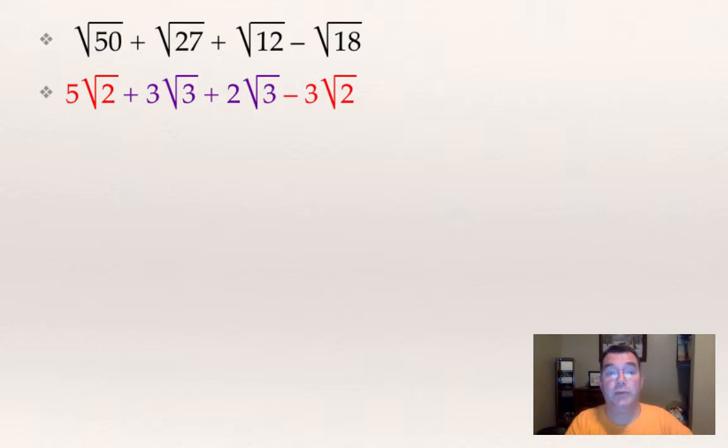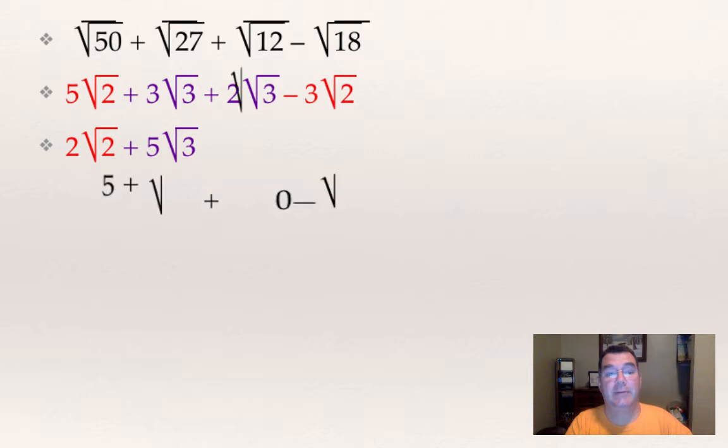I can simplify root 27 to be 3 root 3. Root 12 can become 2 root 3, and root 18 can become 3 root 2 using those strategies that I talked about in the last video. So now I've got two terms that have a root 2, and I've got two terms that have a root 3. So I can simplify those. The 5 root 2 minus the 3 root 2 gives me 2 root 2. And then the 3 root 3 plus the 2 root 3 gives me 5 root 3. So now that is simplified, and I can't simplify that any further than that.